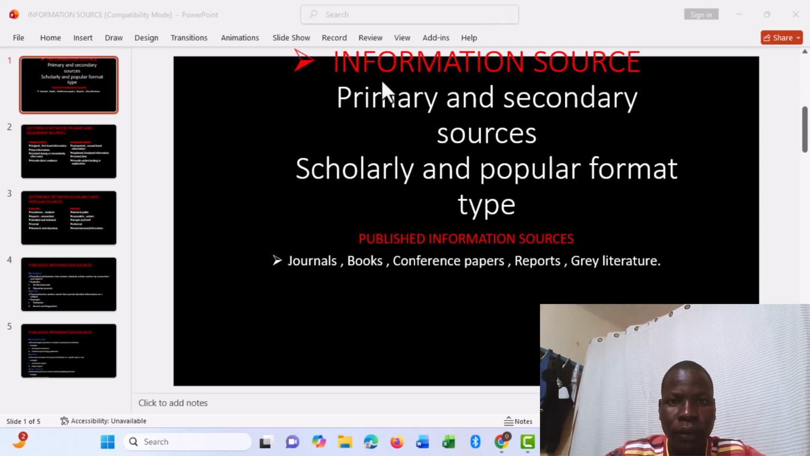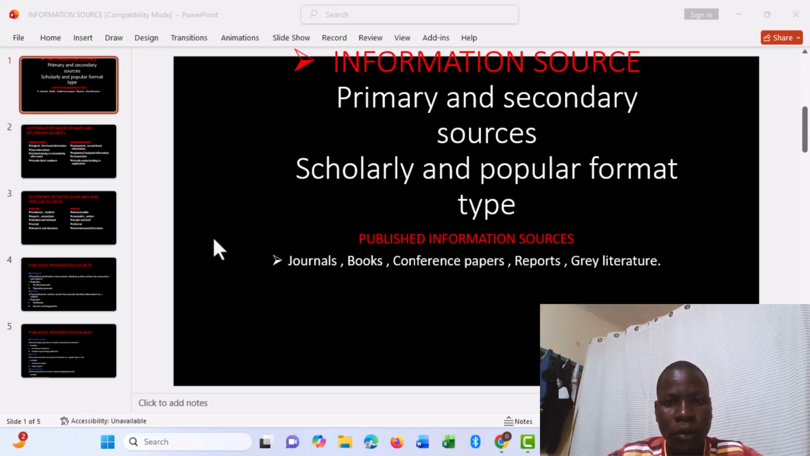The first thing we are going to look at is information source, and in this we are going to look at the primary and secondary source. Secondly, we are going to look at the scholarly and popular format type. After that, we are also going to look at the published information sources, whereby we are going to look at the journals, books, conference papers, reports, and lastly the grey literature.